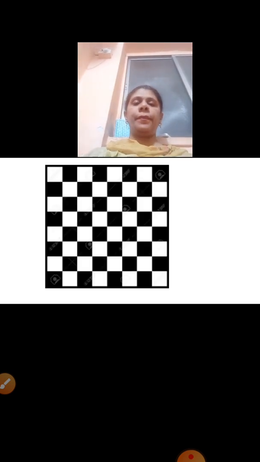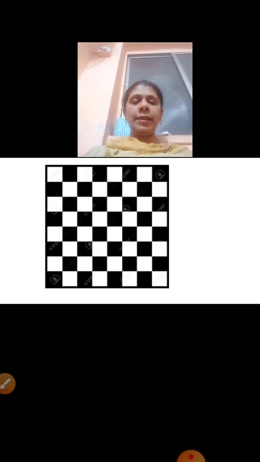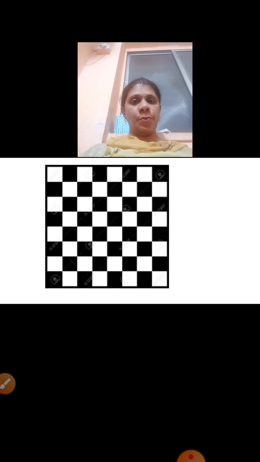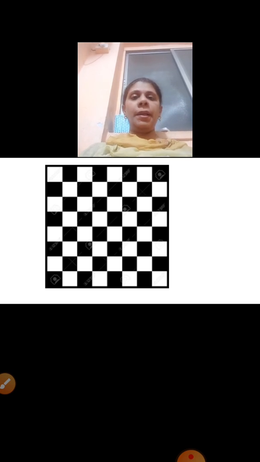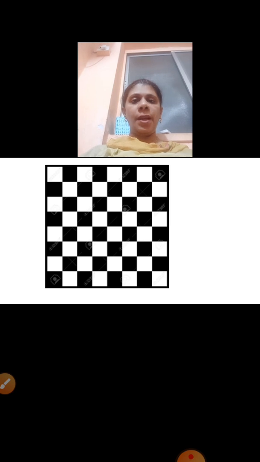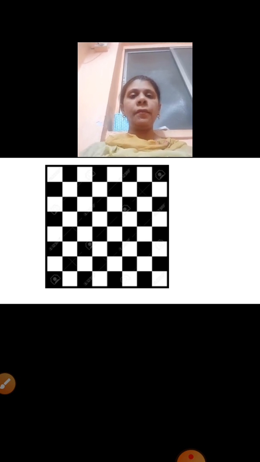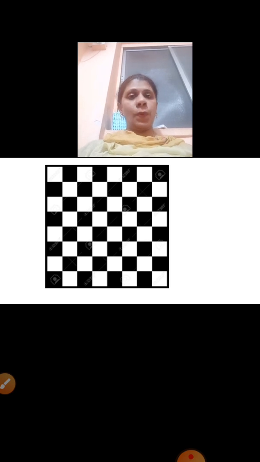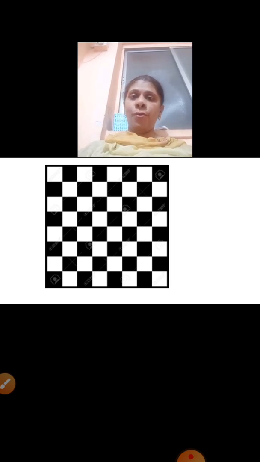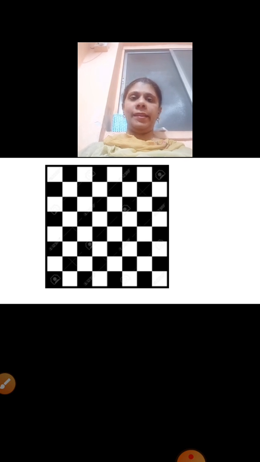Okay. Now here, what is this? It is a chessboard. Okay. Now tell me, which shape is this? Identify the shape. It's very simple. Correct. It's a square shape. So a square has 4 sides and 4 corners. And all the sides are of equal length.